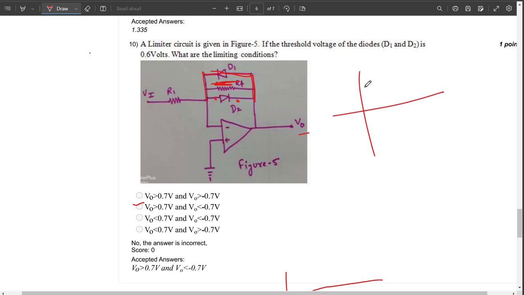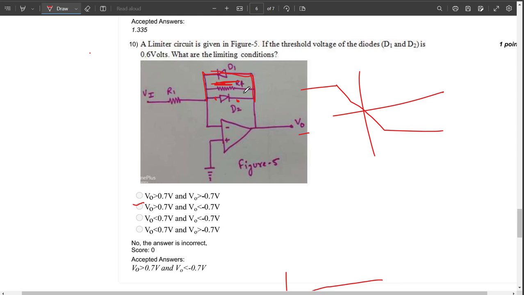In between, what will happen? When our VO is between minus 0.6 and plus 0.6, our RF will be conducting. Both of these diodes won't be conducting at all. One will be reverse biased, another will be below threshold voltage. So one diode won't be conducting at all, and one diode will be reverse biased. So it is like switched off. So that won't be working. So our RF will be working at that time.